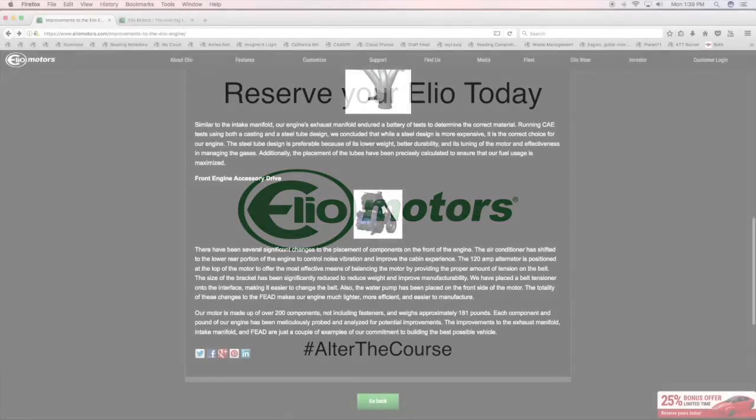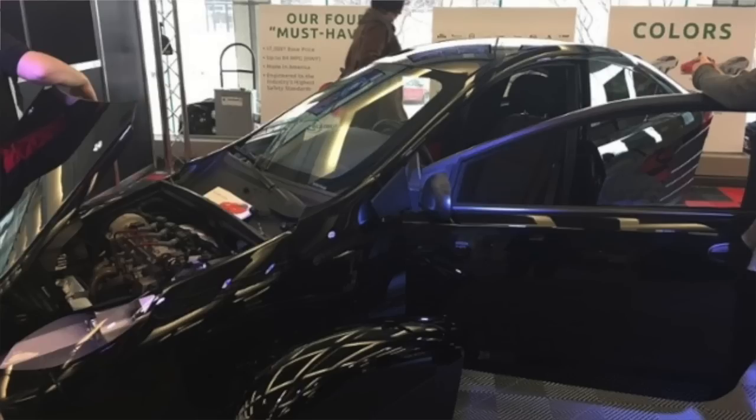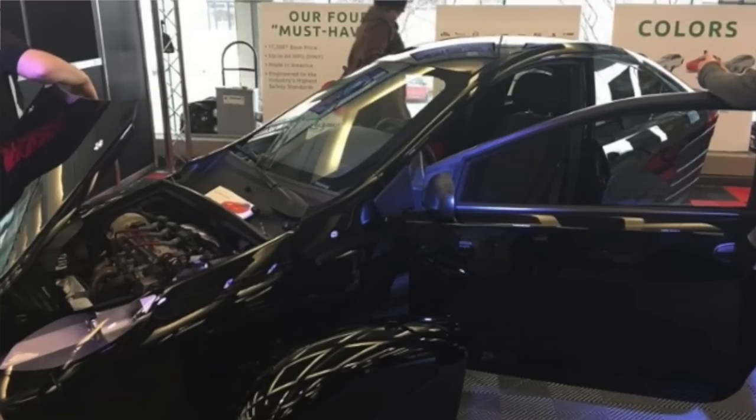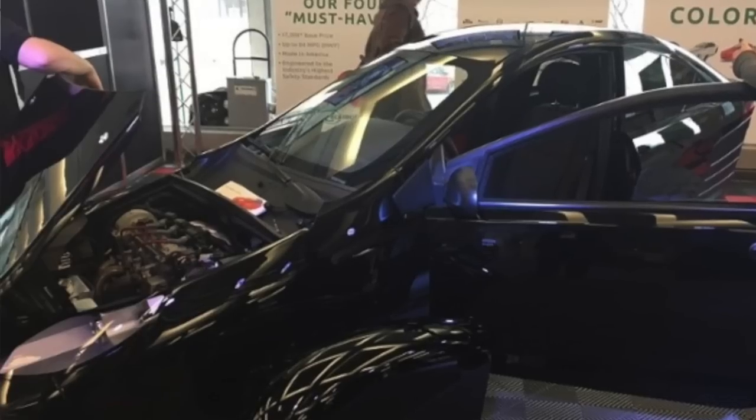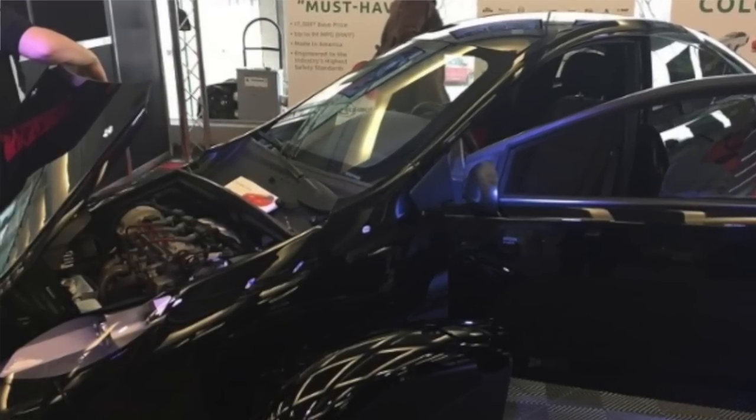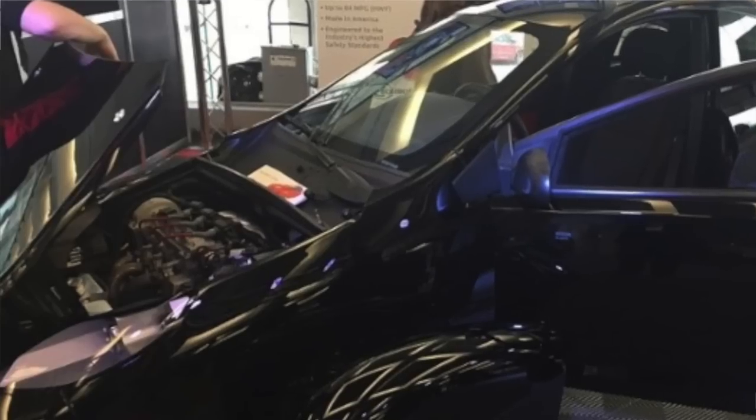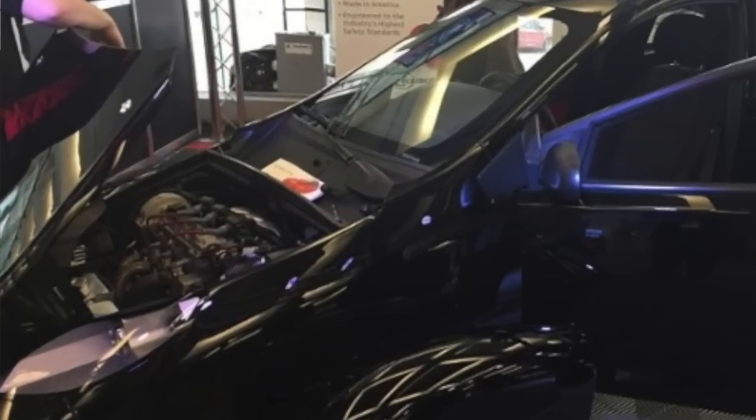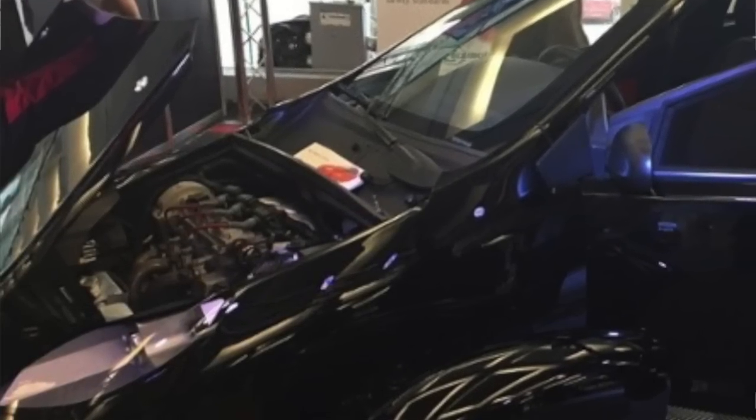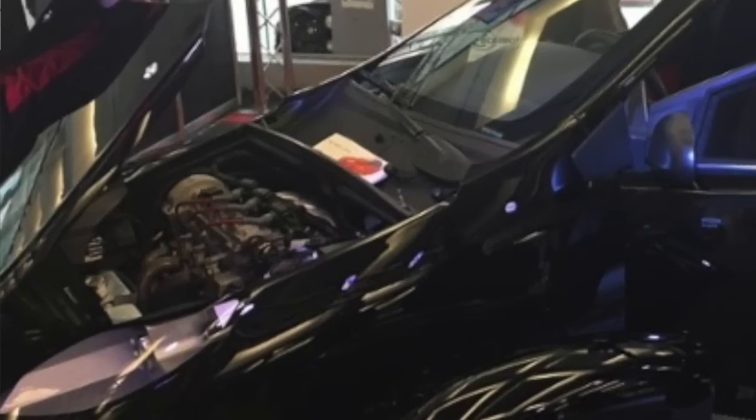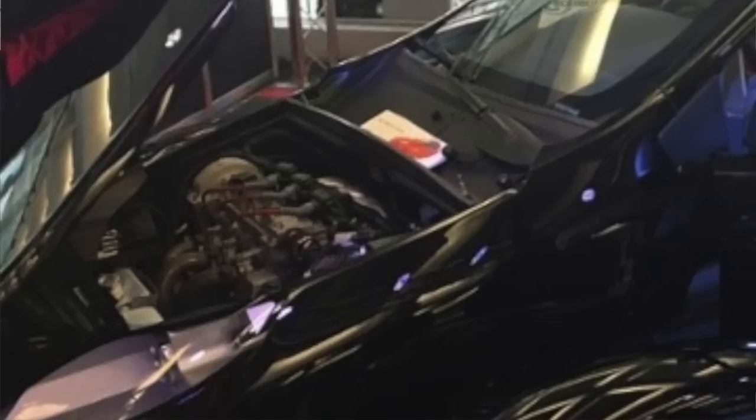All of us. So the motor is made up of over 200 components, not including fasteners, and weighs approximately 181 pounds. That's not bad. That's like a standard adult male. Each component and pound of our engine has been meticulously probed and analyzed for potential improvements. The improvements to the exhaust manifold, intake manifold, and the FEAD are just a couple of examples of the commitment to building the best possible vehicle, guys.